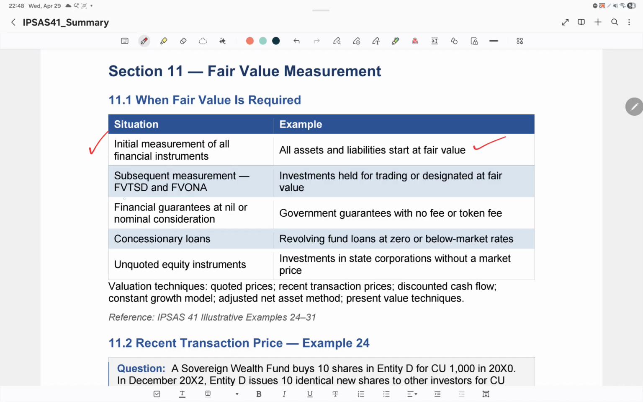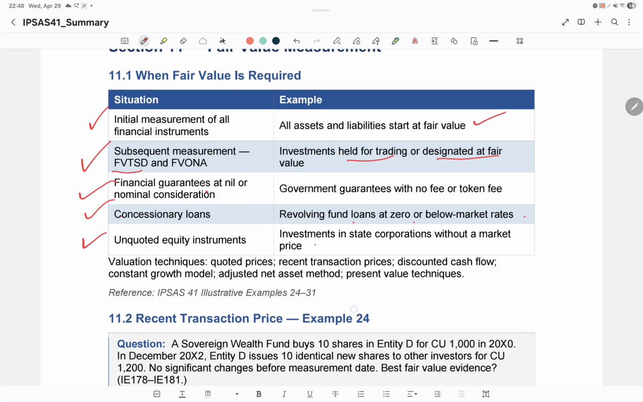Subsequent measurement: for fair value through surplus or deficit, fair value is required. For investments held for trading or designated at fair value. When the guarantee is at nil or nominal consideration, then fair value is required. Concessionary loans, revolving funds lent at 0, fair value is required. Unquoted equity instruments without a market price, fair value is required.